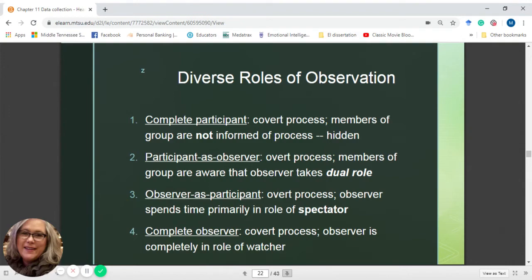Observer as participant: again, the group knows that they're observing, but they're more of a spectator and not really participating in what's happening. They're more watching. And then our complete observer is a process where they're completely immersed in what they're doing, but they're also observing, and the group does not know that they are observing. So we want to understand where we need to be if we're doing observation data collection and understand which role the observer is playing. For more information about this, look on page 257 in D2L because it gives you some examples of different types of observers that are participating in data collection.